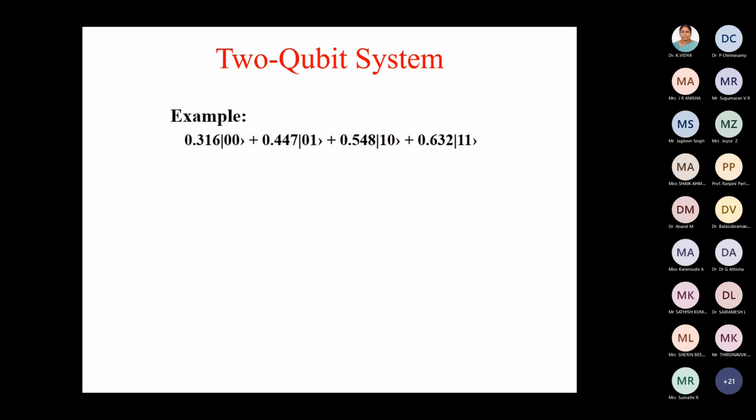Okay, so let's suppose this is a 2-qubit state, and let's call it psi 2. It is a linear combination of 0, 0, 0, 1, 1, 0, and 1, 1. So if I ask you whether this is a valid 2-qubit state, what should be the condition for a 2-qubit state to be valid? And if I ask you what is the probability of getting 0, 0 on measurement?